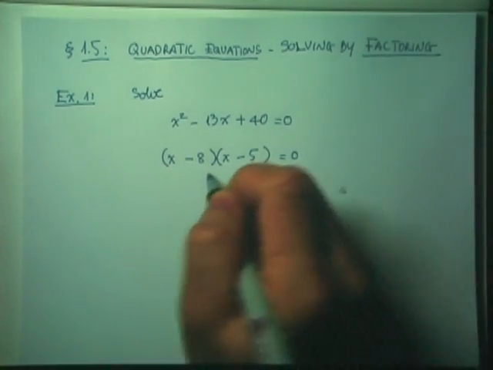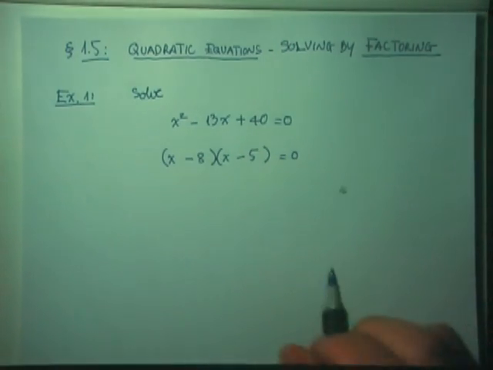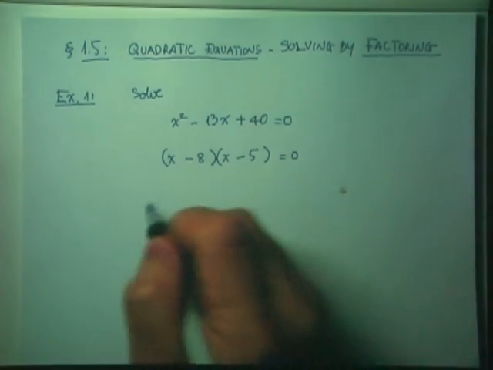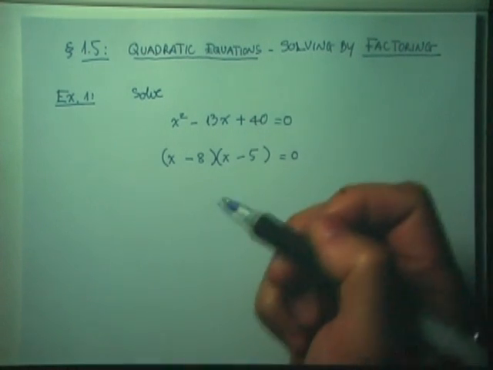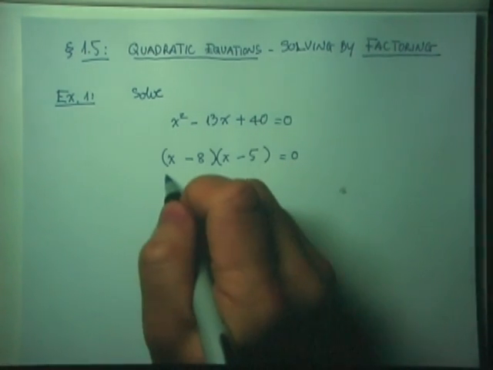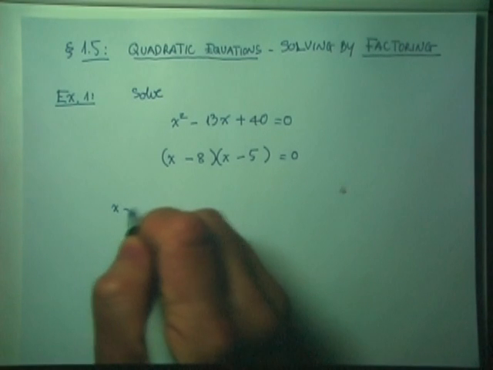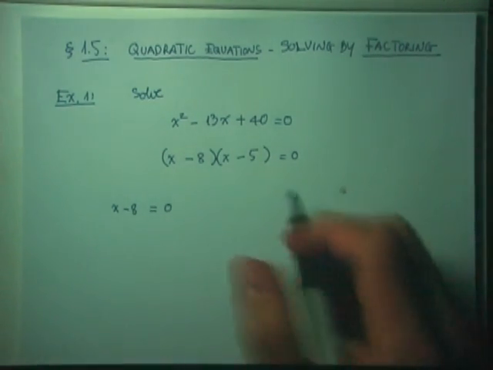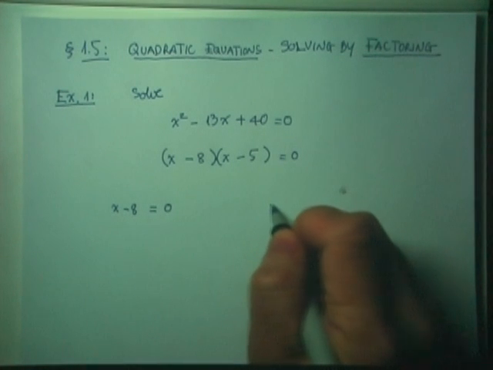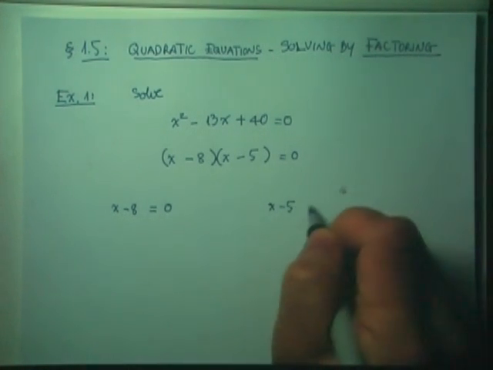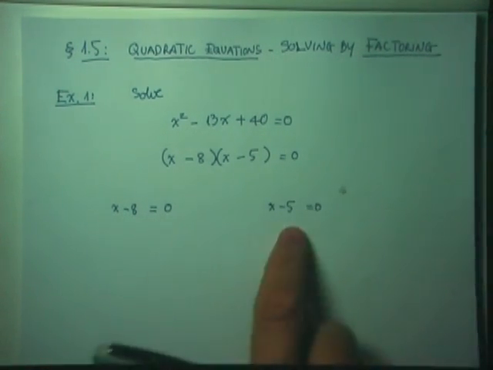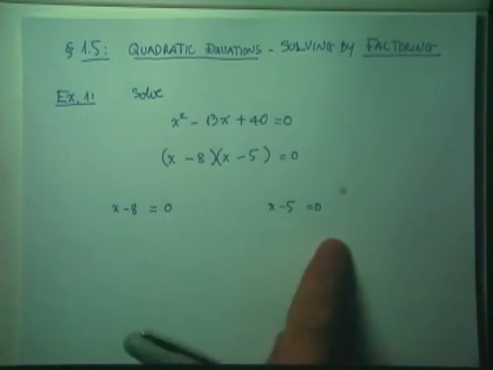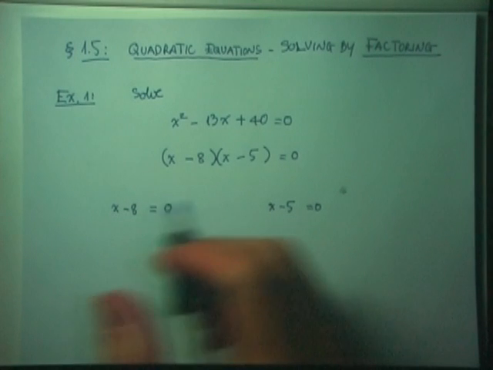I have x minus 8 times x minus 5. At this point, as a general guideline for the factoring method, you take each factor. The first factor, x minus 8, you set equal to 0. I do the same to the second factor, x minus 5, setting it equal to 0. Now I have two separate equations, and I solve each one independently.